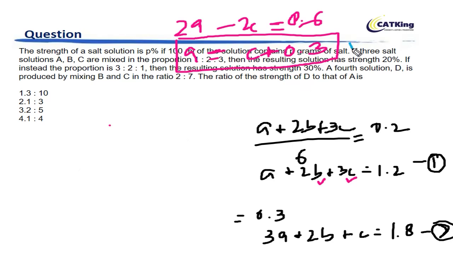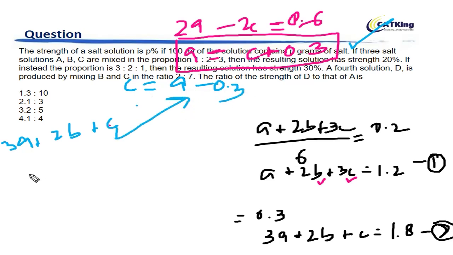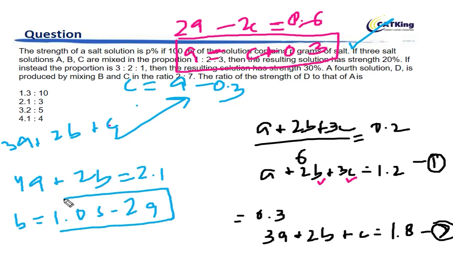So here A becomes equal to C plus 0.3. Now you can put it here. So this becomes 3a plus 2b plus c is equal to, so a is equal to c plus 0.3 and c is equal to a minus 0.3. So if you put c is equal to a minus 0.3, this becomes 4a plus 2b is equal to 2.1. Now similarly we have to find out b, so b becomes 1.05 minus 2a, right? So that is b for you.